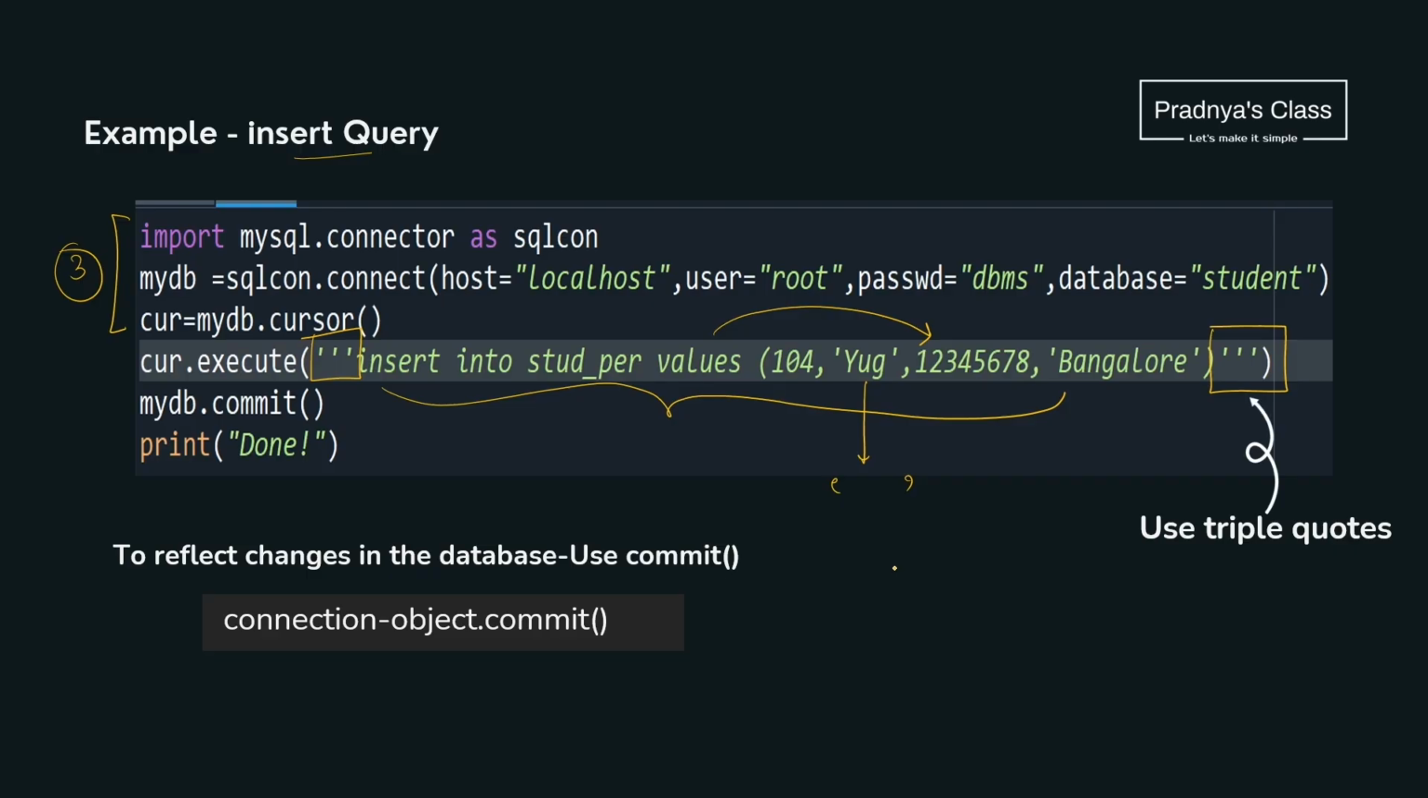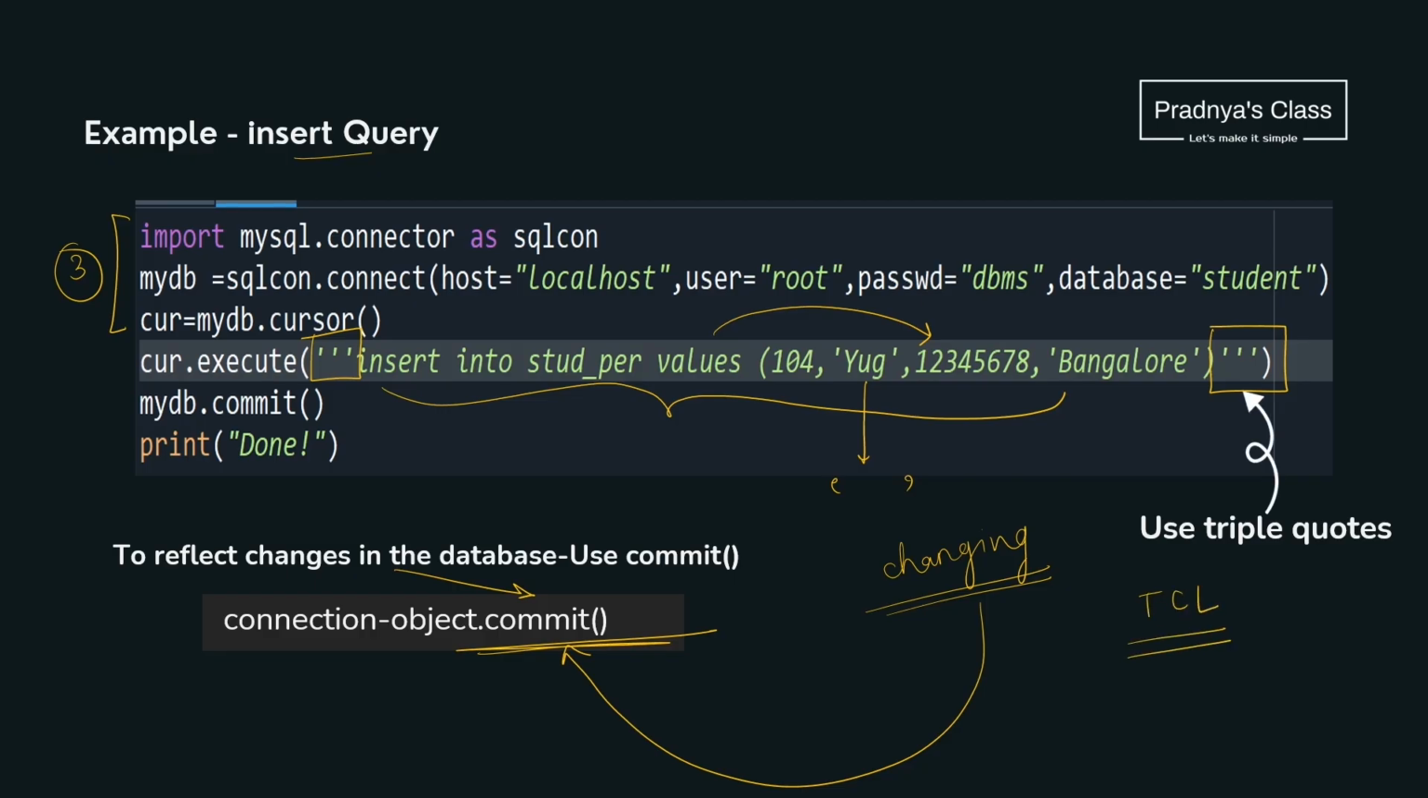Alright, with the insert query we are changing something in the database. So to save that change permanently we will be using one command, that is nothing but commit. It reflects the changes in the database. It is one of the TCL languages. It is nothing but transaction control language. We already discussed 2 types of language, DDL and DML. This is the third one. It works with the database connection object because we are changing the database. Hope you understood this explanation.